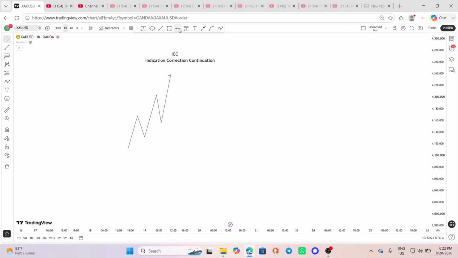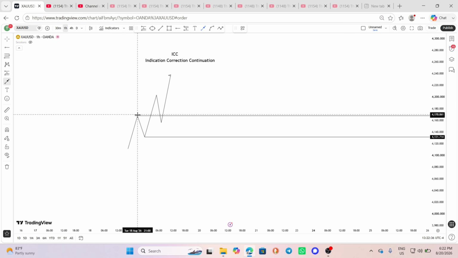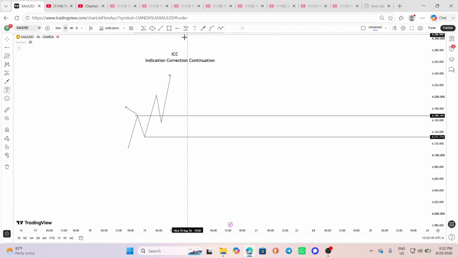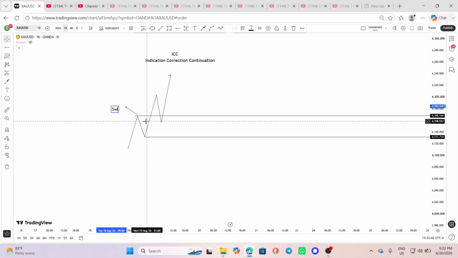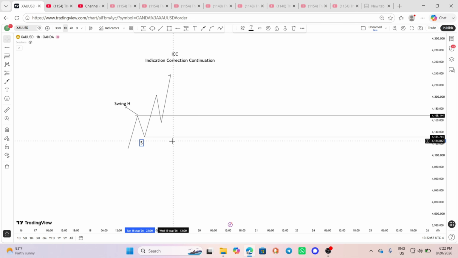Once price gives us a high, what are we doing? We're marking it out. Once price gives us a low, what are we also doing? We're marking it out. Once you've marked out your levels, this level is called a swing high. This level is called a swing H. H stands for high, so I'm just going to put a swing H. This level stands for swing high, and this level down here stands for what? Swing low.